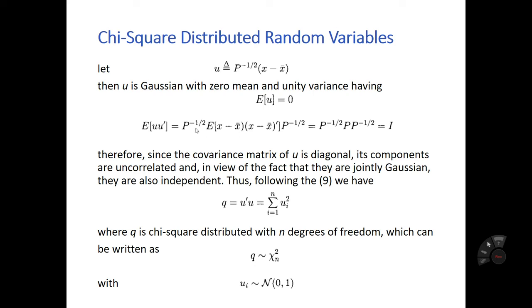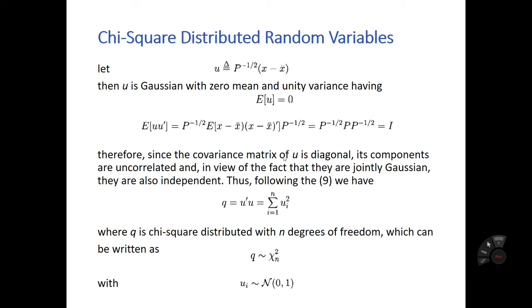So if we solve the covariance of this variable u, then it will be equal to the identity matrix. This will equal P inverse of the root of covariance, and the inverse of the root of covariance in P. This will equal the identity matrix.